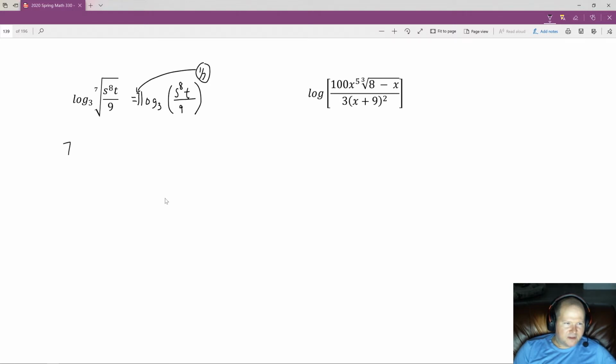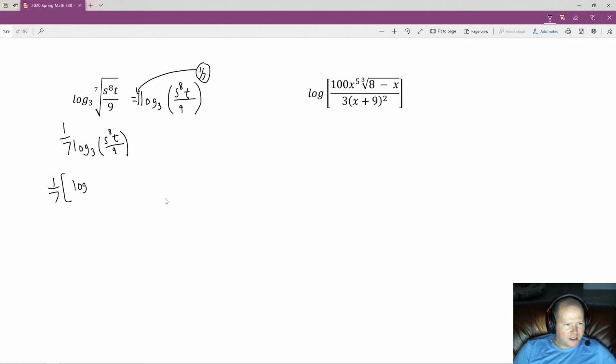So we end up with 7 log base 3 of s to the 8th t over 9. Okay, and now that we have a fraction here, that's 1/7. Now that we have a fraction here, we're going to break it off with subtraction, two different log subtractions. So we keep the 1/7. Now you can either put it in parentheses, or since you break this apart, make sure you have everything with a 1/7 coefficient. It's the equivalent, right? So I'm just going to leave it out in front for now.